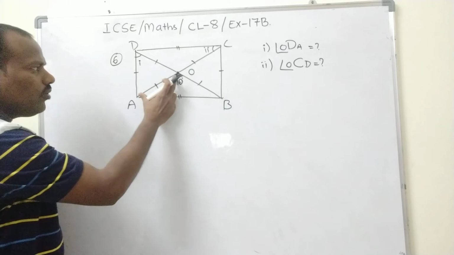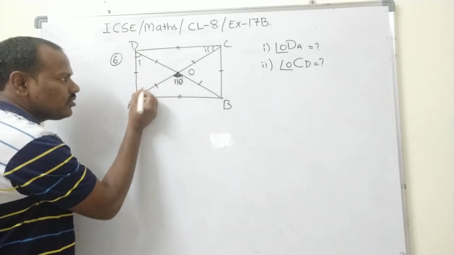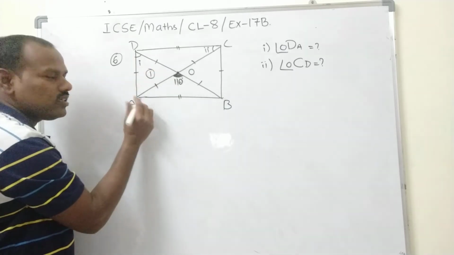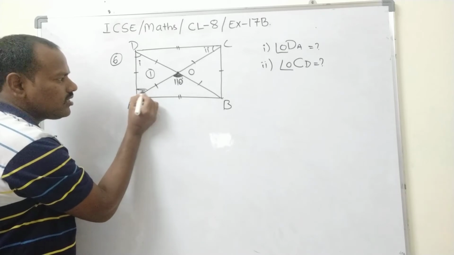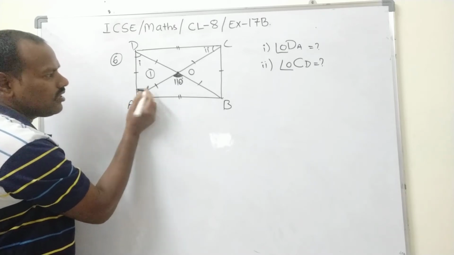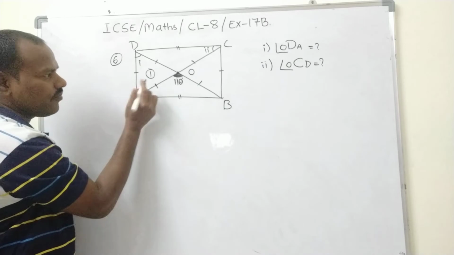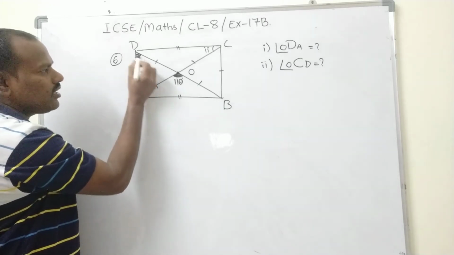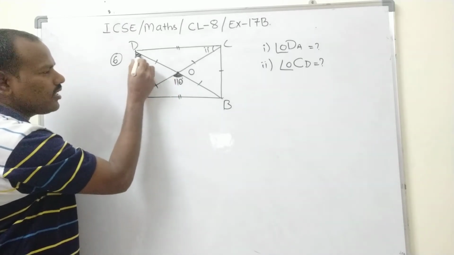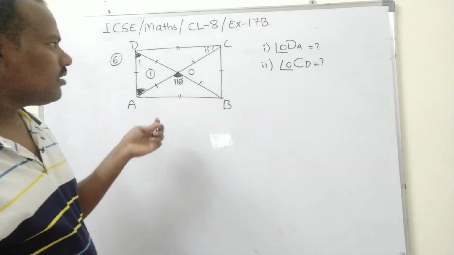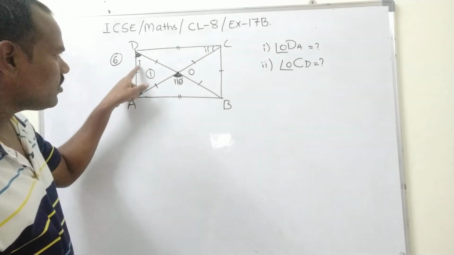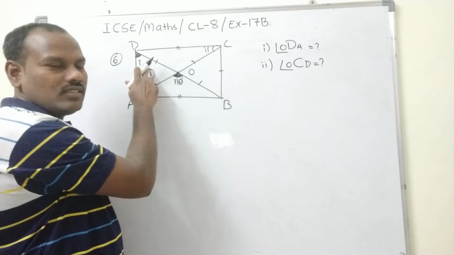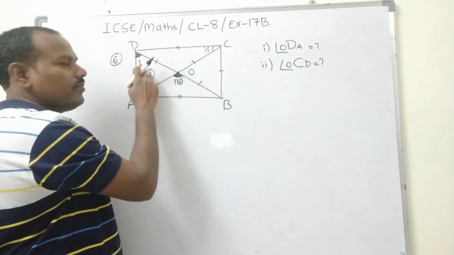If OA length and OD length are equal, then the triangle becomes an isosceles triangle. What is an isosceles triangle? Angles opposite equal sides are equal. This angle is opposite to OD, and this angle is opposite to OA. These two angles are equal. But in the question he is asking to find this one. What is this one? This angle ODA. ODA means this one.